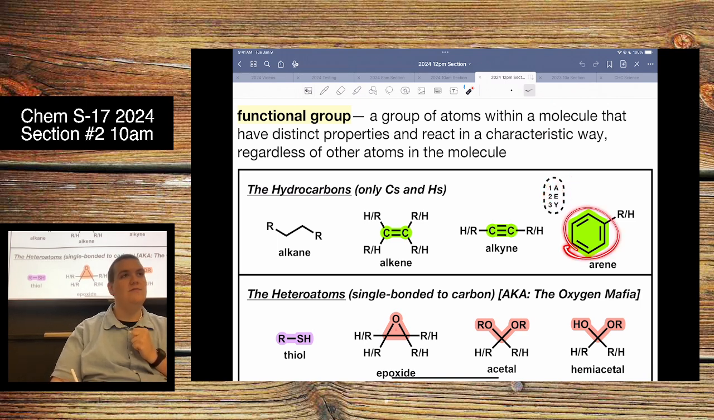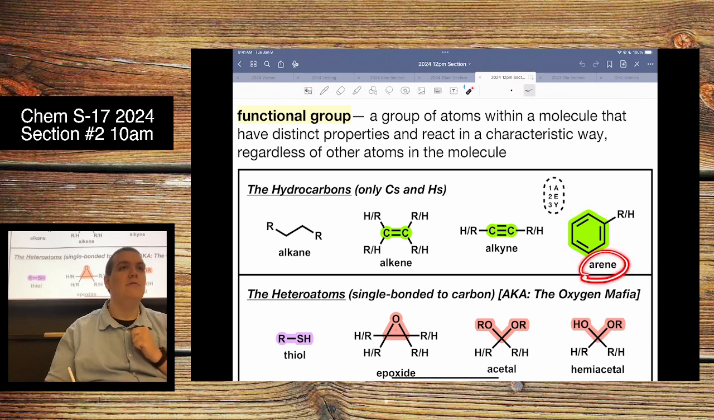Finally, if we have a bunch of carbon double bonds in a ring, we call that an arene ring. You might also hear it called an aromatic ring. I like arene because it's shorter, but both of them work.